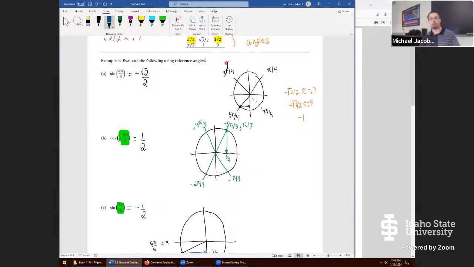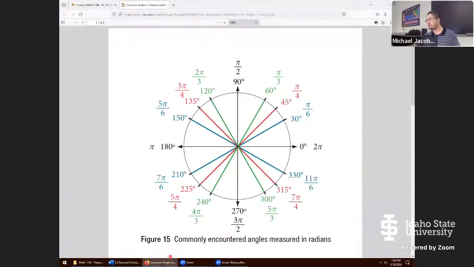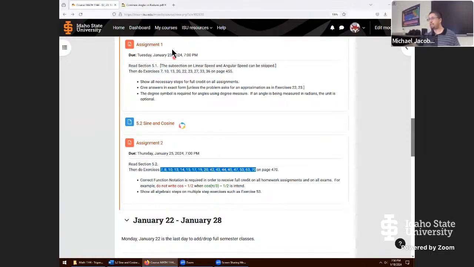Okay, so 5.1, we define the domain. In 5.2, we define sine and cosine. And in 5.3, we'll define everything else, tangent, and then the reciprocal functions. But for the moment, the only thing that's considered fully assigned is going to be assignment number 1. We're going to do a couple more problems here, and we'll push the due date on this assignment number 2 as well when we come back after the weekend.